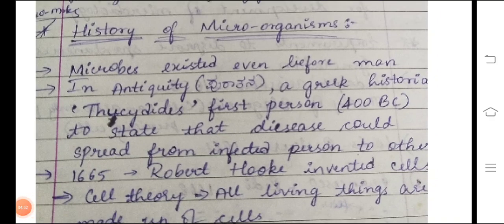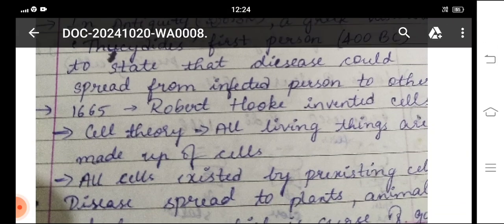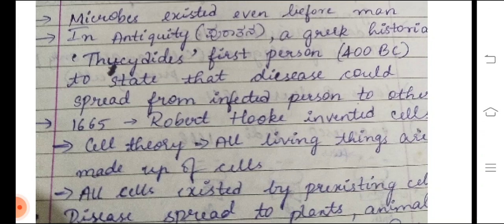In the ancient days, a Greek man named Thucydides was the first person, in 400 BC, before Christ, to state that disease could spread from an infected person to others. He is the only man who said that disease could spread from one person to another. But in 1665, Robert Hooke discovered cells, and cell theory was made. All living things are made up of cells. This is called cell theory.